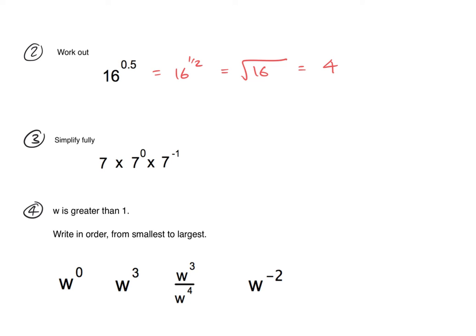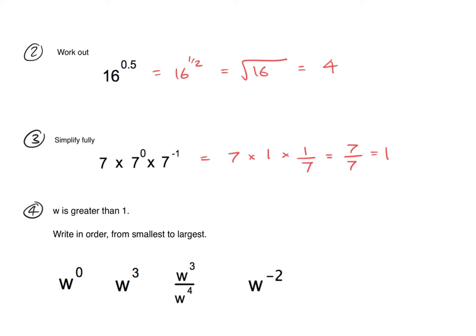For 3, it says simplify fully, 7 times 7 to the power of 0 times 7 to the negative 1. So we'll leave 7 alone. 7 is just 7. Anything to the power of 0 is 1. And 7 to the negative 1 is the reciprocal of 7, which is 1 over 7. So what have we got here? We have 7 multiplied by 1, which is 7, multiplied by 1 over 7. So we have 7 over 7. And 7 divided by 7 is equal to 1. So those three together pretty much cancel each other out, and you end up just with 1.